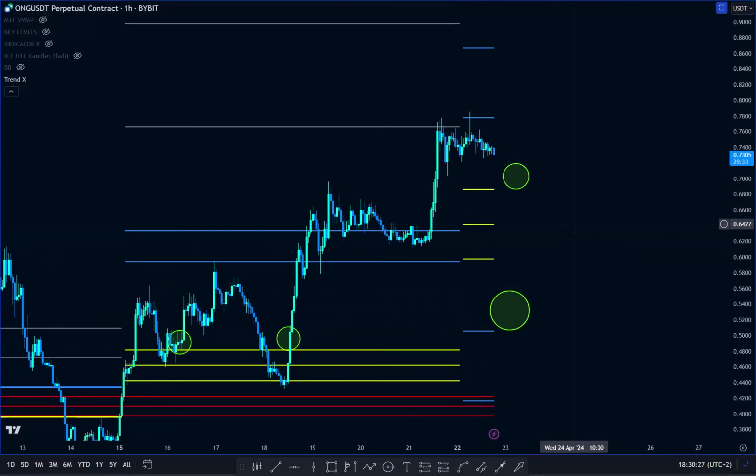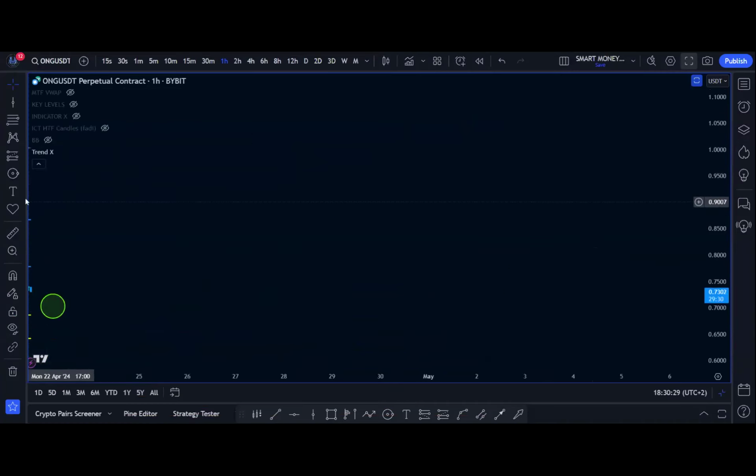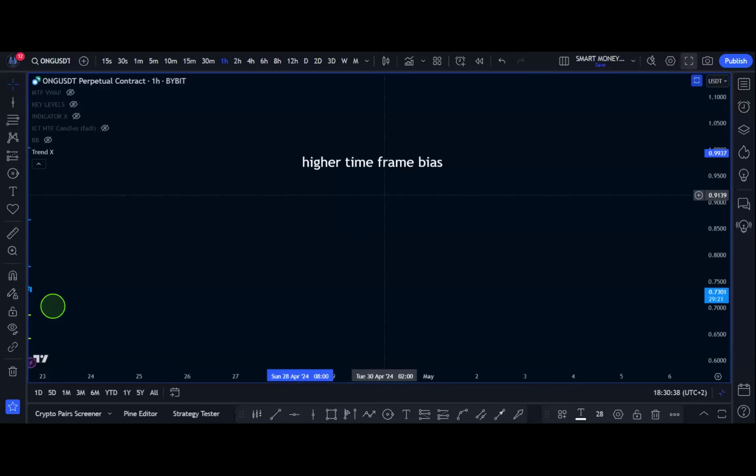Everything applies the same. The only difference is, I'm just going to write this out here. The only difference is the higher time frame bias is based on the monthly pivot. And then your entries will be on the weekly pivot. This is if you're going to be doing more bigger swing trades.